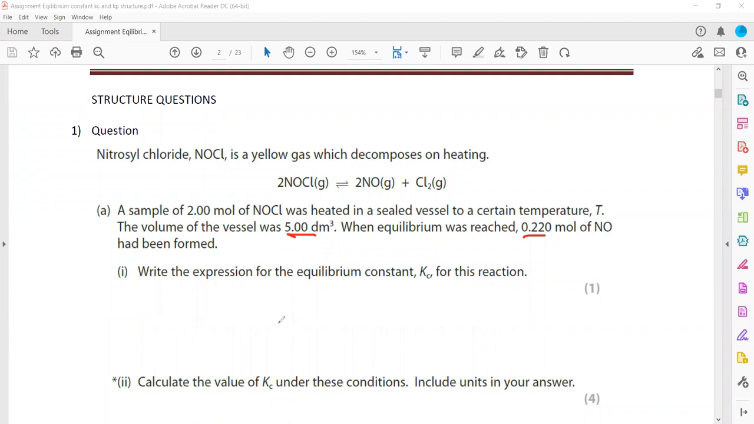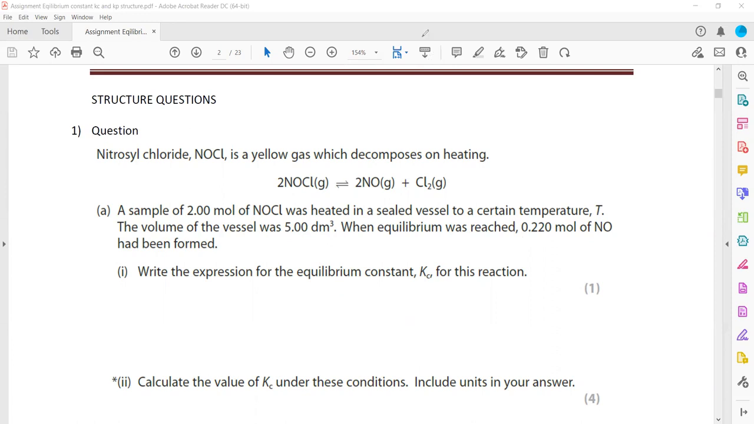So Kc is the concentration of the products divided by the concentration of the reactants. This is a homogeneous equilibrium, as all the reactants and the product are in the same state, so we have to include all of them. Kc is equal to the concentration of NO raised to power 2, times the concentration of chlorine, divided by the concentration of nitrosyl chloride, NOCl, raised to power 2. So this is the expression.